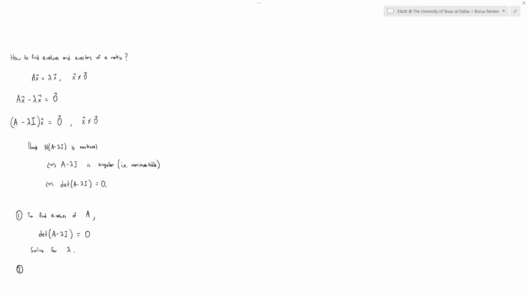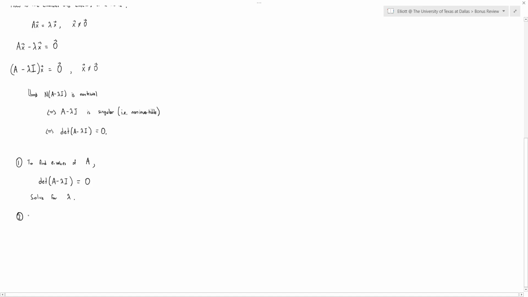So that answers the question of how to find the eigenvalues of a matrix. As for how to find the eigenvectors, going back up to here, remember that x was an eigenvector. And what we see here is that if x is an eigenvector, it's going to be in the null space of A minus lambda I. So essentially, to find the eigenvectors of A corresponding to the eigenvalue lambda, you want to find the null space of A minus lambda I. So to get the eigenvectors of A, you just need to find the null space of A minus lambda I. To be more specific, to find the eigenvectors of A corresponding to lambda, find the null space of A minus lambda I.